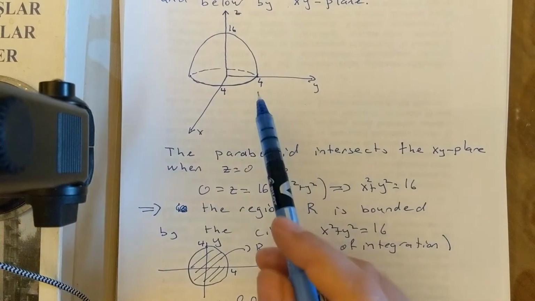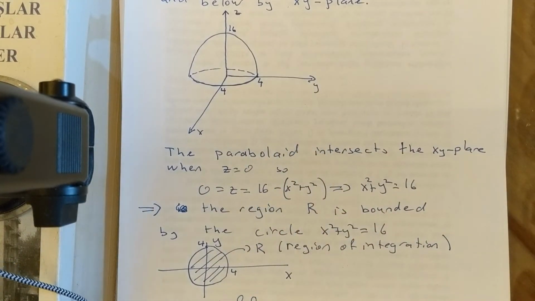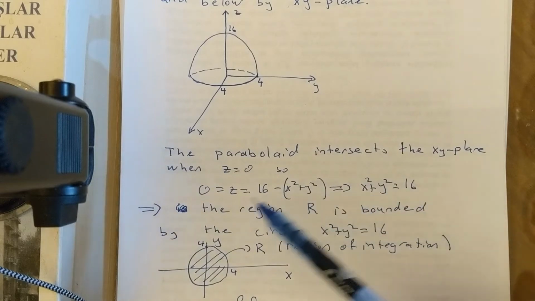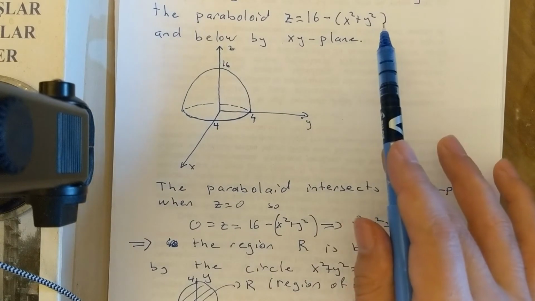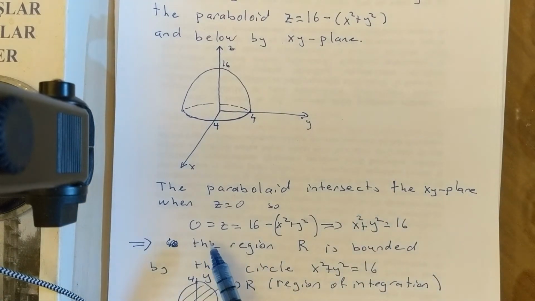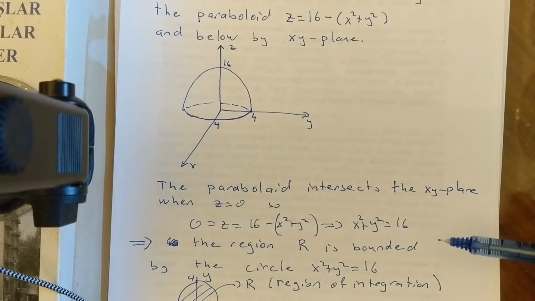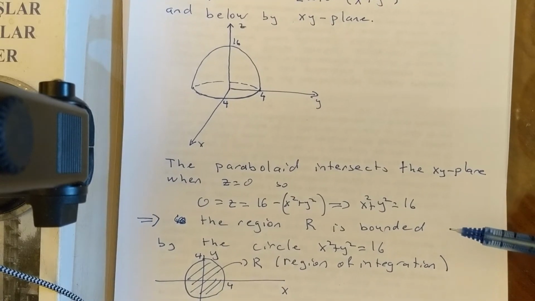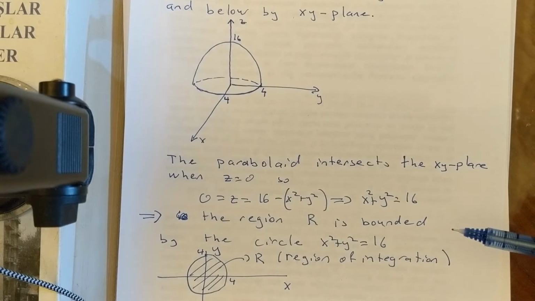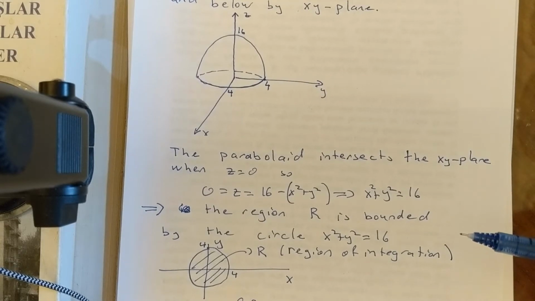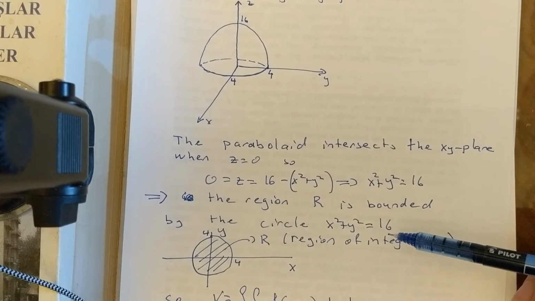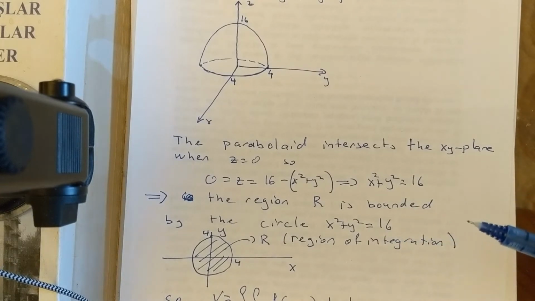Well, we can just realize that the paraboloid is going to intersect the xy plane when z is equal to 0, so set the whole equation equal to 0, okay? Z was equal to 16 minus x squared plus y squared, so set it equal to 0, and of course you get x squared plus y squared equals 16, which is the circle centered at the origin with radius 4. So that pretty much tells us how we're going to set up our double integral. The region of integration is going to be bounded by the circle x squared plus y squared equals 16. So we're going to be interested in everything inside it.